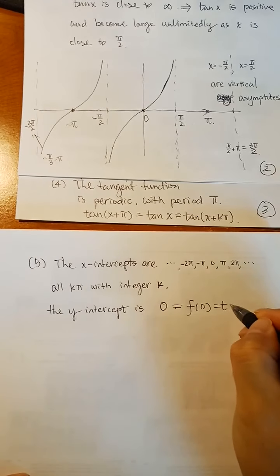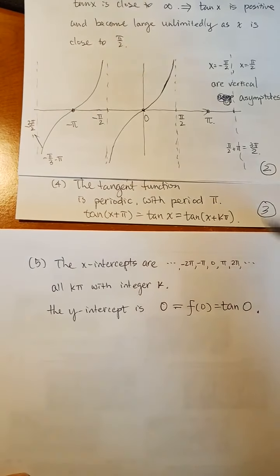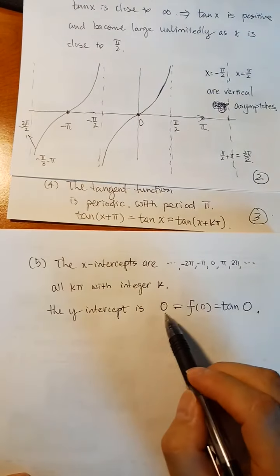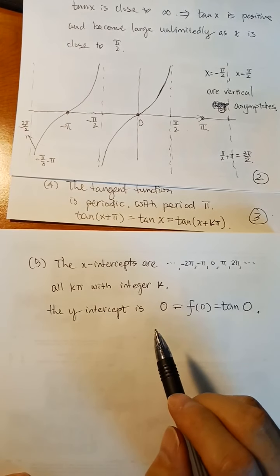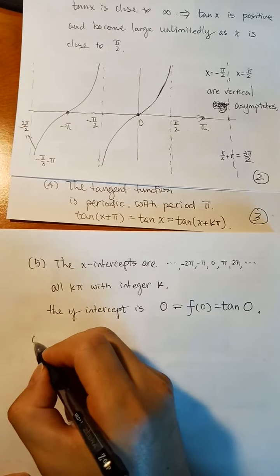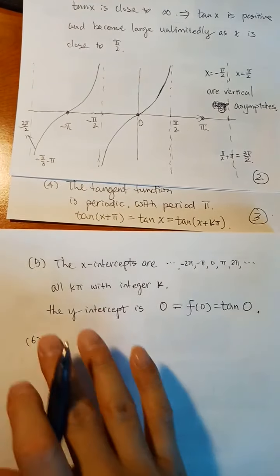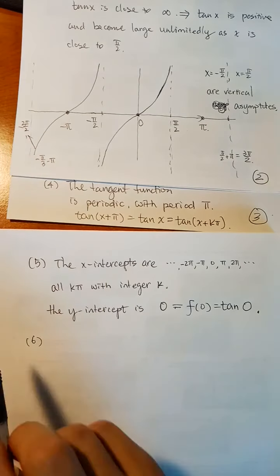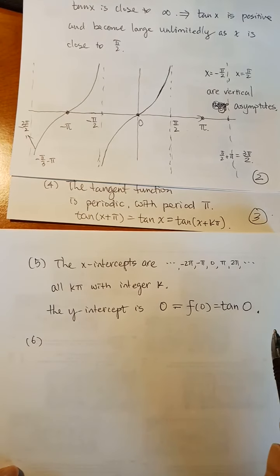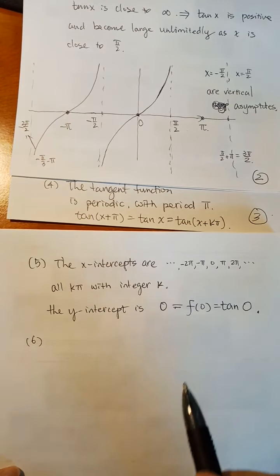So here, f of 0 is tangent of 0. We know that tangent 0 is 0, so the y-intercept is just 0. There's only one. Okay, so this is an intercept. You can have infinitely many x-intercepts, like this tangent of x. It has infinitely many x-intercepts. But it can have at most one y-intercept because you have a function.